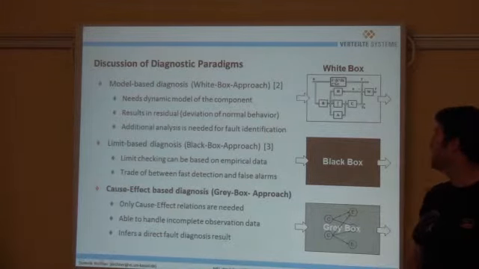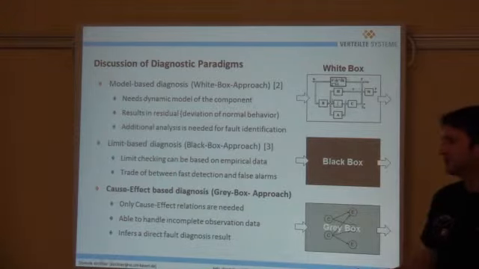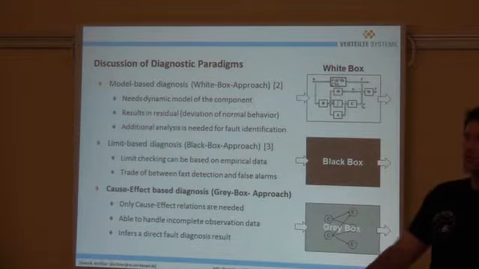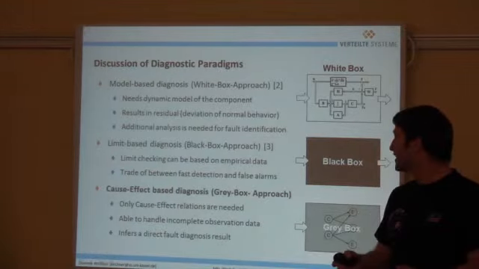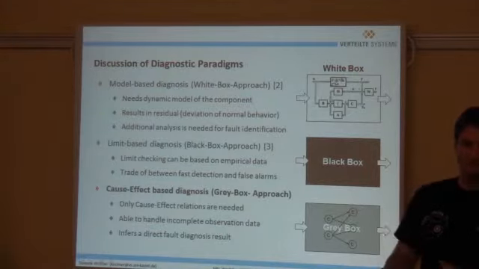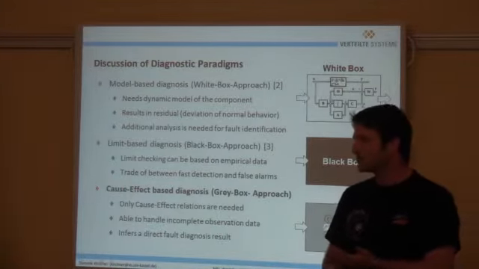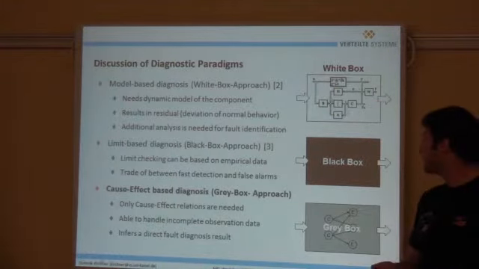It's called the limit-based diagnosis. It's a very common one because it's a very easy one. You simply have your component, you have some observations on it, and you know out of empirical data that you have some range for the observations. If your observation violates that range, you assume your component has a problem.